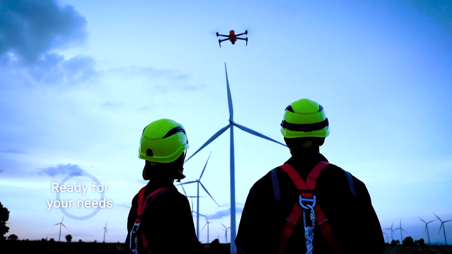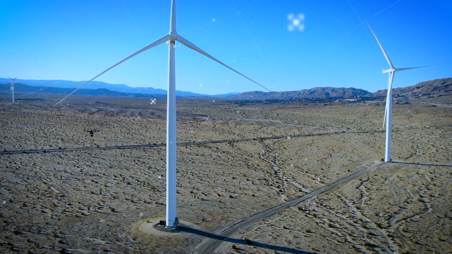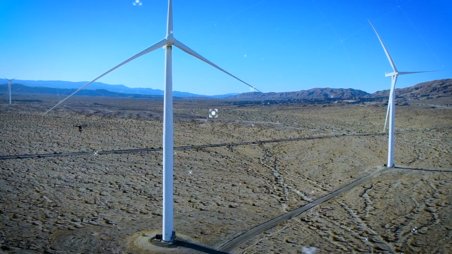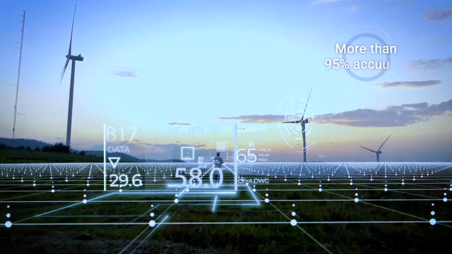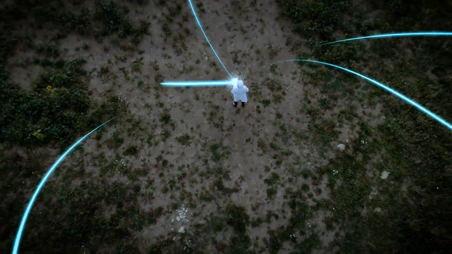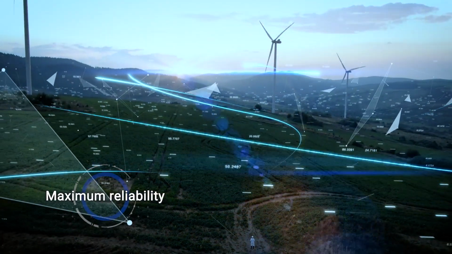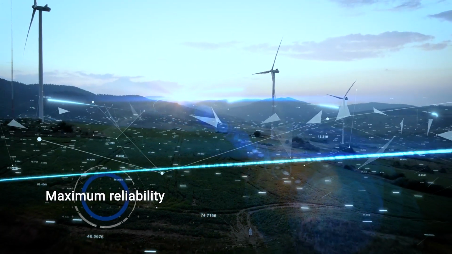AssetCare Blade Inspection can be customized to your needs, so you can quickly start providing blade damage detection and classification with higher than 95% accuracy and deliver results in less than a week. That's how you can take your service offering to new heights with zero upfront costs and maximum reliability.